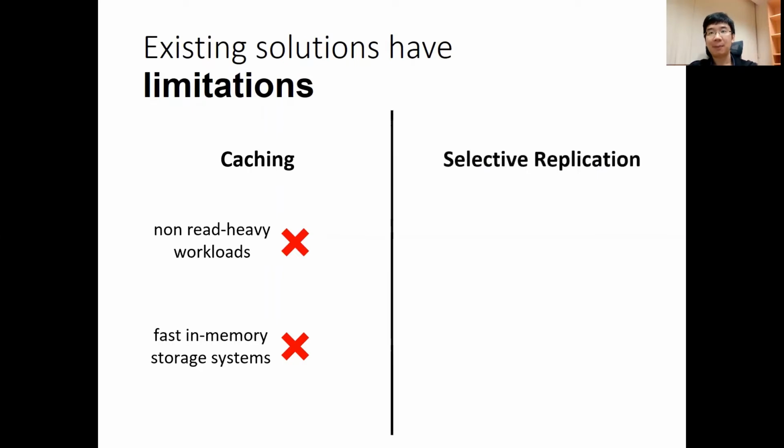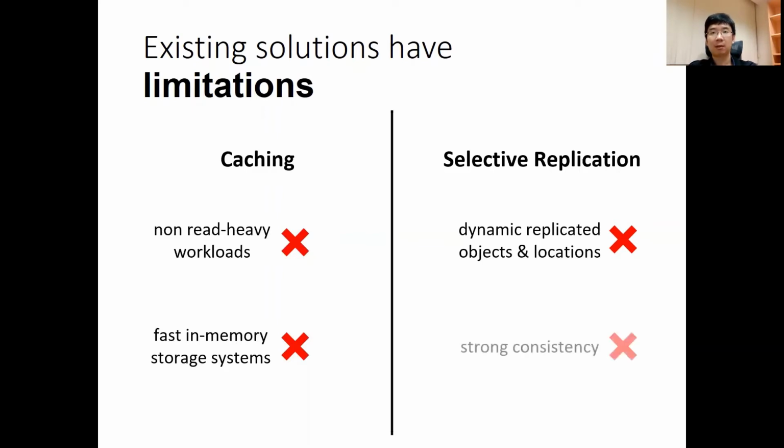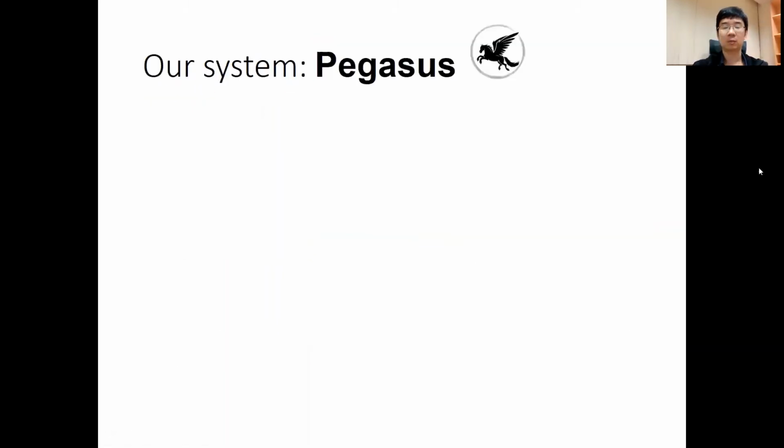In a selective replication approach, as the workload is dynamic, it is very challenging for the clients to track which set of objects are currently replicated and the location of the copies. Existing solutions also either do not provide strong consistency for the replicated objects or use very expensive coherence protocols. So is there a way to overcome all these limitations? The answer is yes.